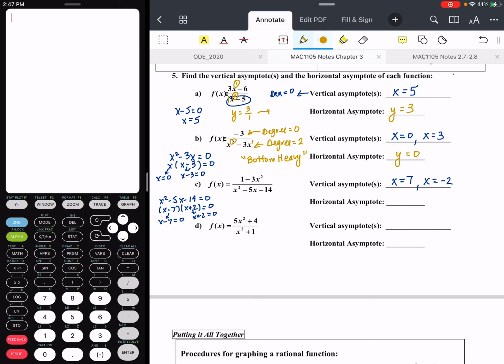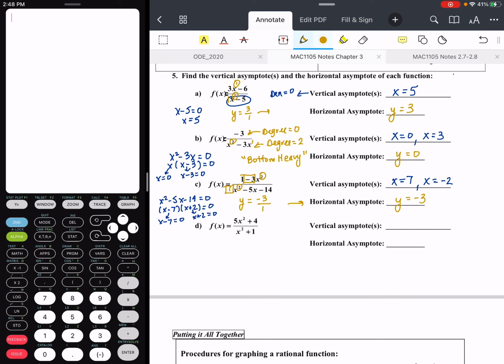And then for my horizontal asymptote, I'm going to look for my degrees. Degree 2 in the numerator and degree 2 in the denominator. Because the degrees are equal, I'm going to set y equal to the ratio of the leading coefficients. My leading coefficients are negative 3 in the numerator and a 1 from that x squared term in the denominator. So y equals negative 3 when I simplify.